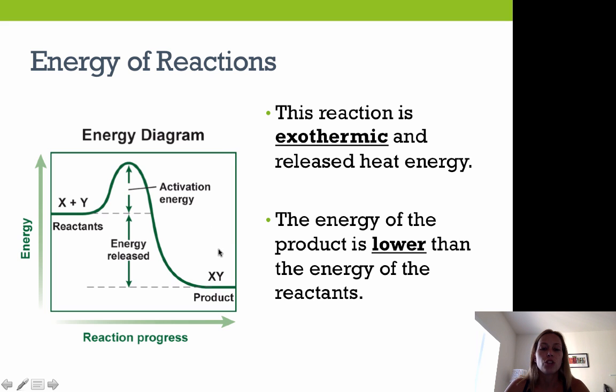So if we take a look at this energy diagram here, this reaction is exothermic, and what that means is that it releases heat energy as we go from reactants to products. Reactants are higher in energy than the products, so when we go from our reactants to our products, we're going to release energy in the form of heat. So this is an exothermic reaction. The energy of the product is lower than the energy of the reactants, so we're going to get this nice release of energy here.